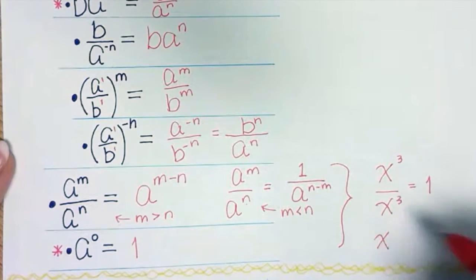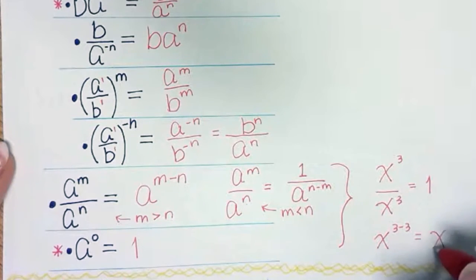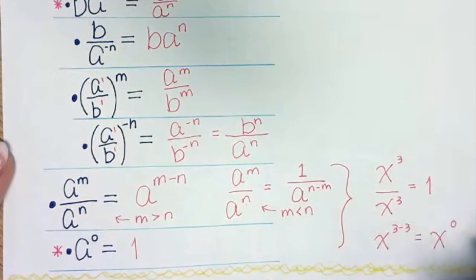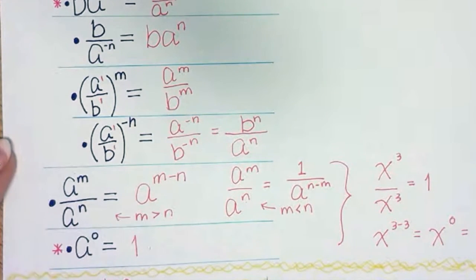But if we apply this rule, x to the 3 minus 3, I could put it on top because really, who's bigger, 3 or 3? 3 minus 3 is 0. That gives us x to the 0. This basically proves why anything to the 0 power equals 1. And that is basically it for today.